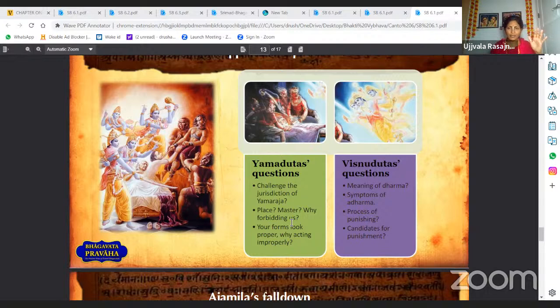Then the Vishnudutas said, wait a minute. Did you just say that you were doing your duty, your dharma? Do you know what dharma means? Do you know what adharma means? Do you know how to punish people? Whom to punish? This is what the Vishnudutas were questioning the Yamadutas. So the conversation started like that between the Yamadutas and the Vishnudutas.